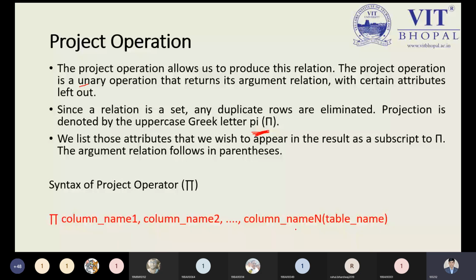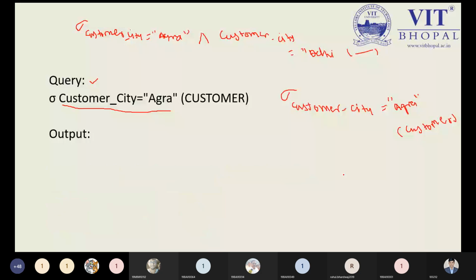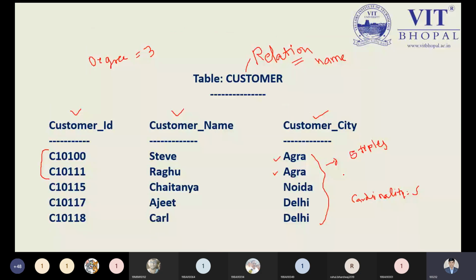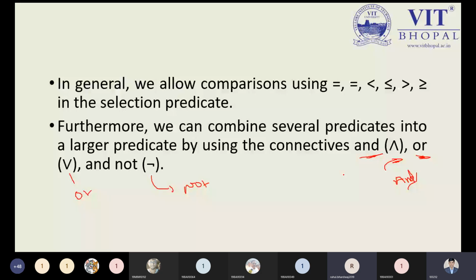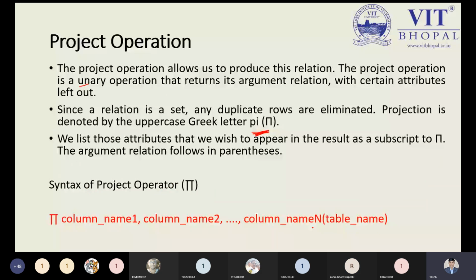Now, any doubt over here? Suppose I want to just print the customer name only. So what will be my query? From this table, if I want to print only the customer name, how do I write the query? Yes, pi. Okay, and then tell me what should I use? Sir, pi, then in the subscript we write customer name, and in brackets we write the relation name, which is customer.